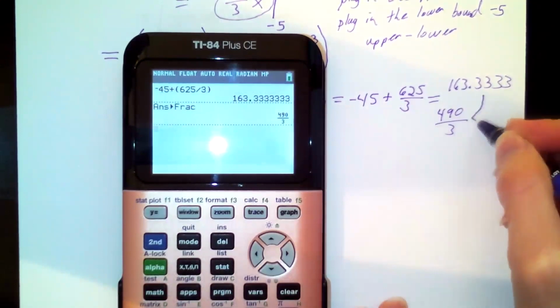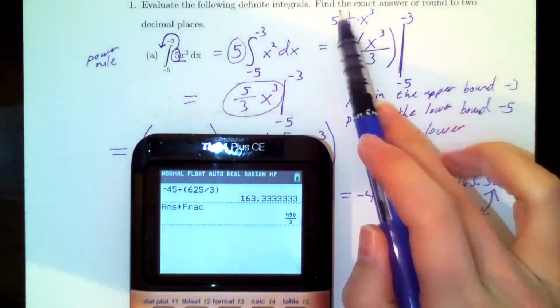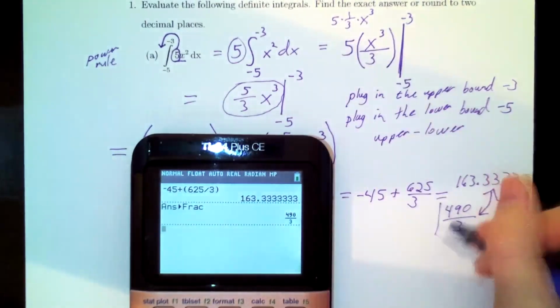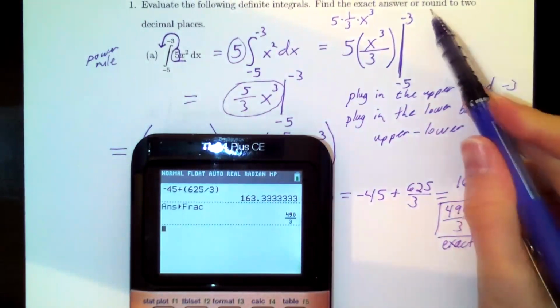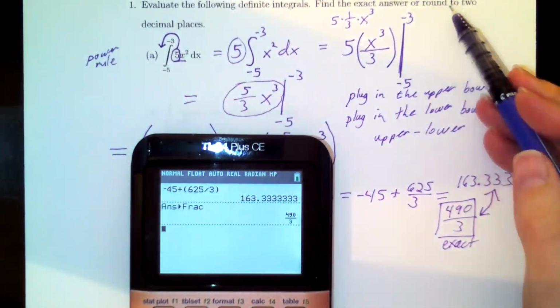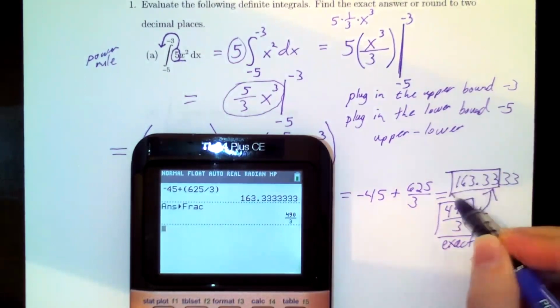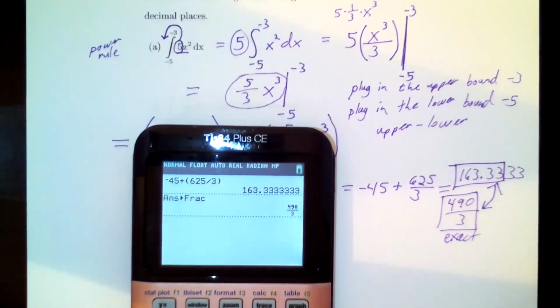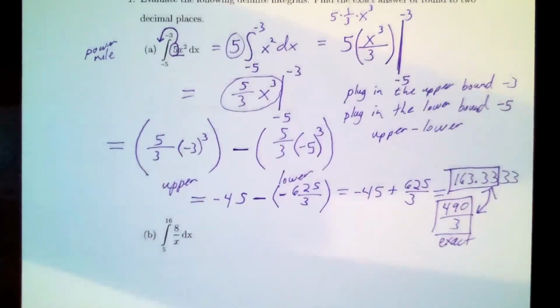Either one of these numbers is correct. It does say find the exact answer, so this one would be the exact answer, meaning there's no rounding error. Or if you do punch it out as a decimal, make sure to round to 2 decimal places. So if that were the case, the answer would be 163.33. And that is the answer to A.